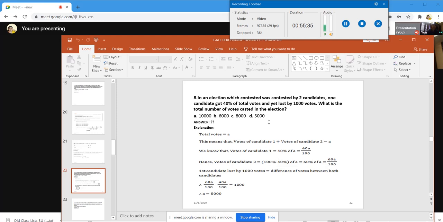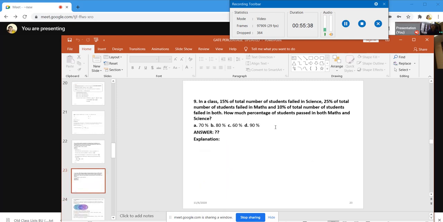So this type of problem is also very common. Come to the next one. In a class, 15% of the total number of students failed in science. So science failed is 15%. 25% of the students failed in maths. 10% of the total number of students failed in both. How much percent of students passed in both maths and science?